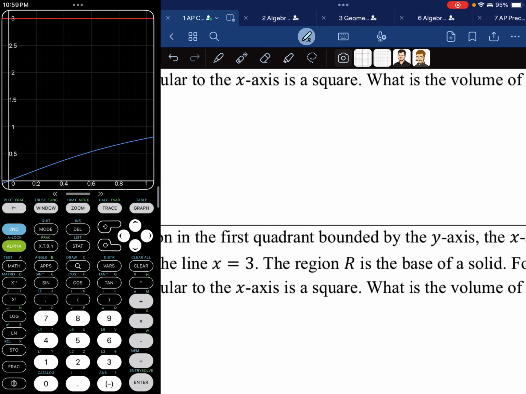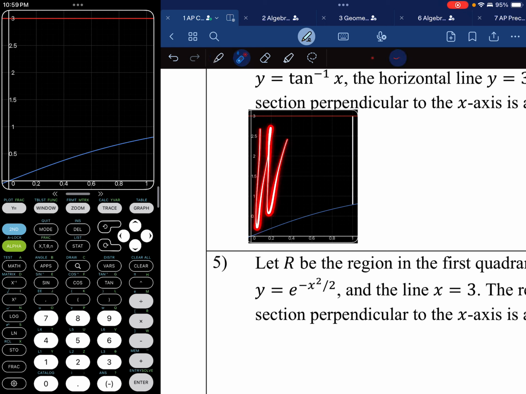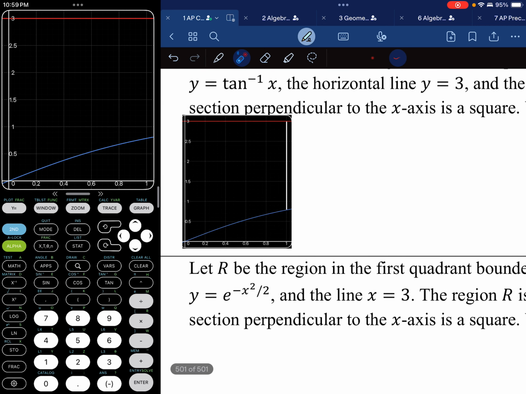But there's the graph. So what's going on here is essentially I have, can I add white? I do have white. Good job, Mr. Sandell. So I have this line at x equals 1 that's cutting off my area. So my area is everything inside of here. And each of those are going to be square cross sections. So I have identified what is the top.